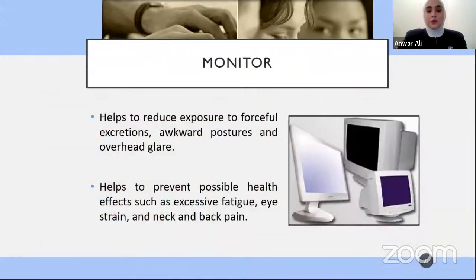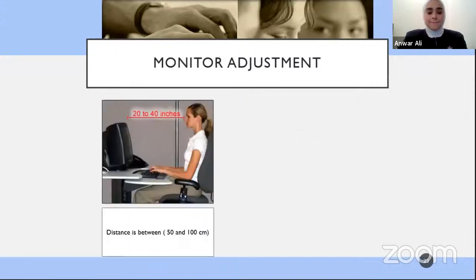Now, talking about the monitor, which is a large part of the workstation component, we want to reduce exposure to forceful exertions, awkward postures, and overhead glare. And we want to prevent possible health effects such as excessive fatigue, eye strain, neck and back pain. There are two main factors, the distance and the angle of the monitor. For the distance, which is the space between yourself and the monitor, it should be around 20 to 40 inches. It depends on your age, the resolution of your monitor, and how well you can see.